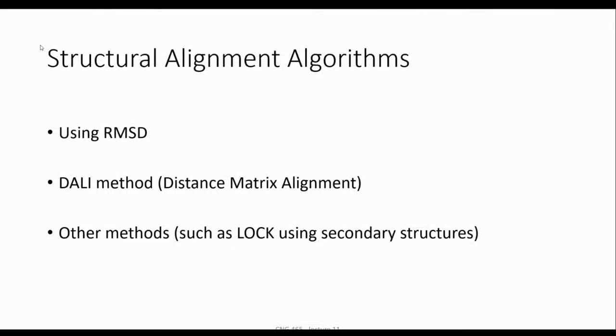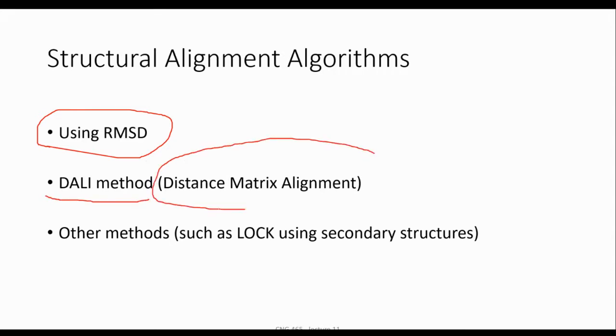So generally there are different types of structural alignment algorithms for proteins. One of them is using RMSD, and we will practice with this one because it's very easy to deal with manually. But with the rest of them, we need software. And in the course syllabus, we are not dealing with specific software. That's why I just mention the Dali method, which is a famous one, using distance matrix alignment.